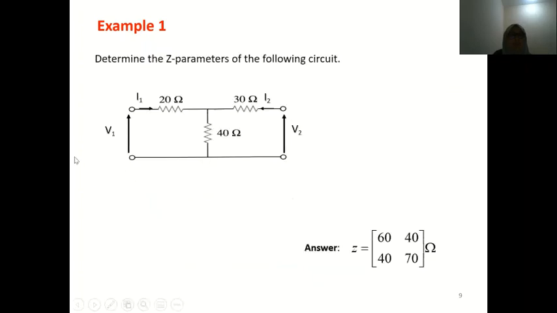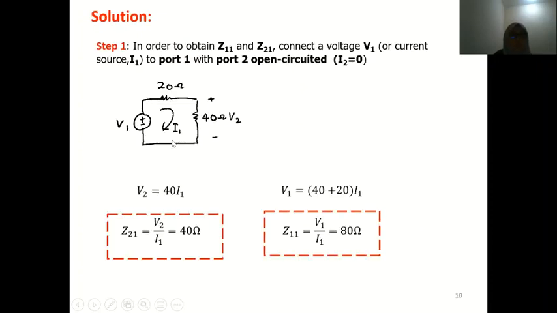So we go to example 1. Here you have to determine the Z parameters of the following circuit. The answer given is Z11 is 60 ohms, Z12 is 40 ohms, Z21 is 40 ohms, and Z22 is 70 ohms. So we go for the solution.